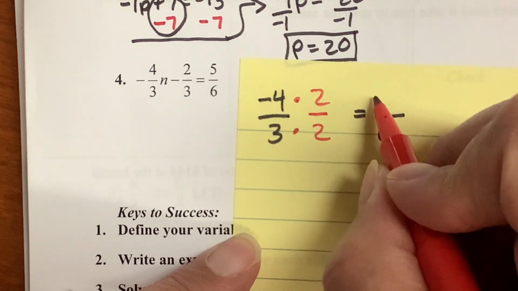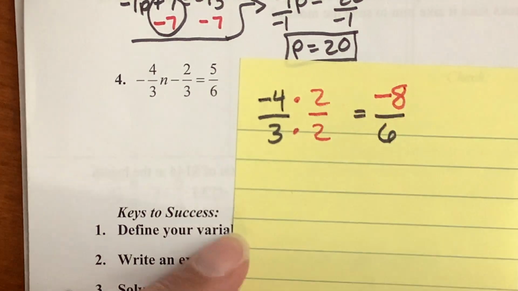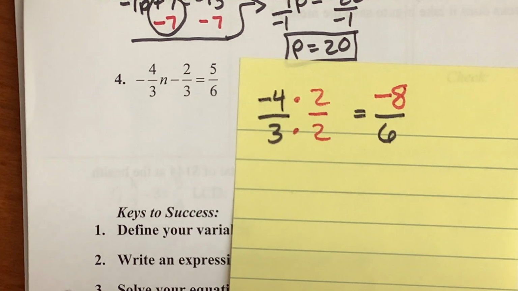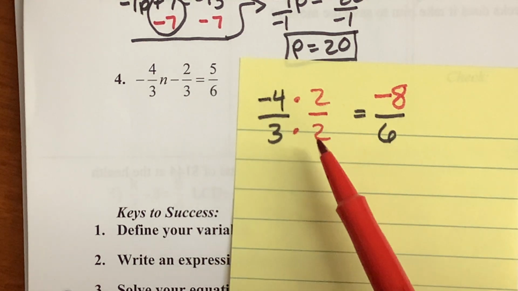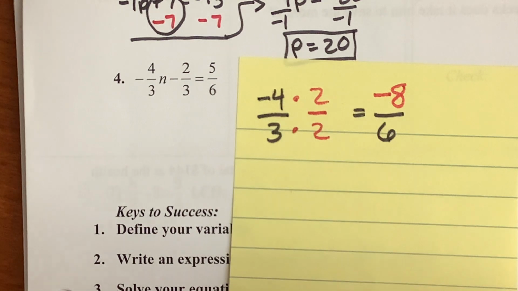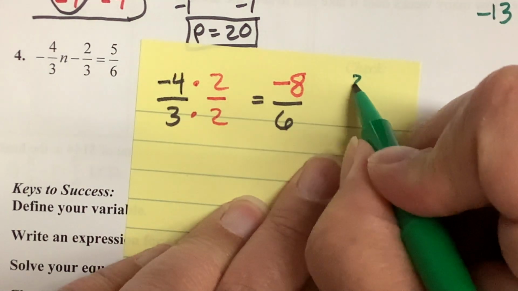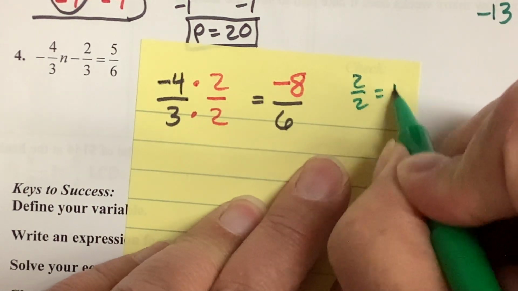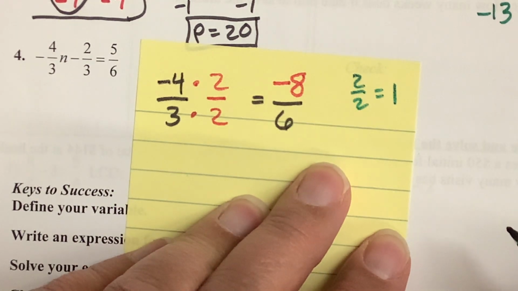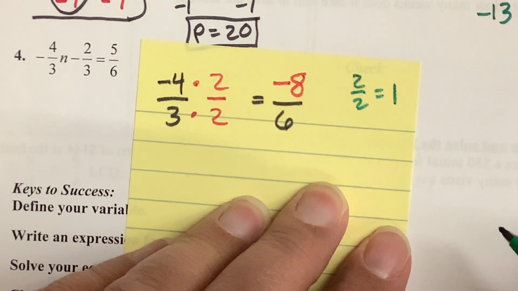-4 times 2 is -8. Now, if you've ever wondered why am I allowed to do this with fractions, it's because, you know how 2 over 2 is actually equal to 1? Yeah, that's true, right? I'm going to put a little bubble of thought over here. 2 over 2 is equal to 1. And any number times 1 is equal to itself.